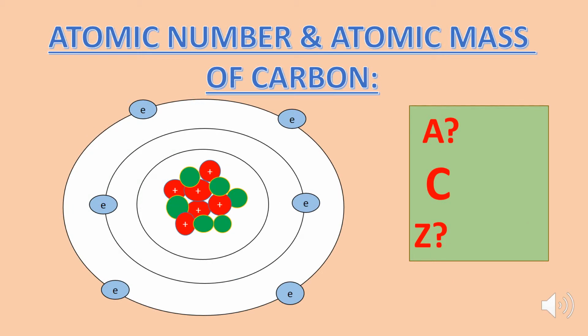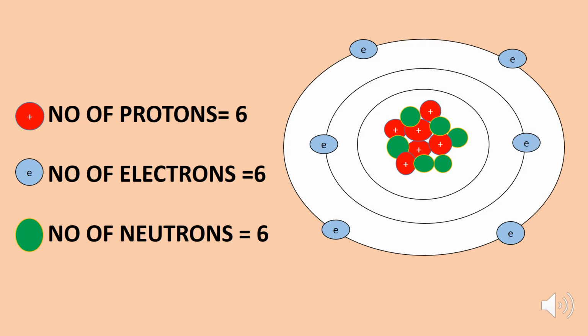Do you know the atomic number and the mass number of the carbon? If not, then let's try to find out the atomic number and the mass number of the carbon by using this atomic structure diagram. If you know about the atomic structure of the carbon atom, you can easily find out the number of the protons, the number of the electrons and the number of the neutrons from this diagram. Friends, as you can see here, the red circles denote the number of the protons. So count here the number of the protons: 1, 2, 3, 4, 5 and 6. Right, there are 6 protons in the carbon atom.